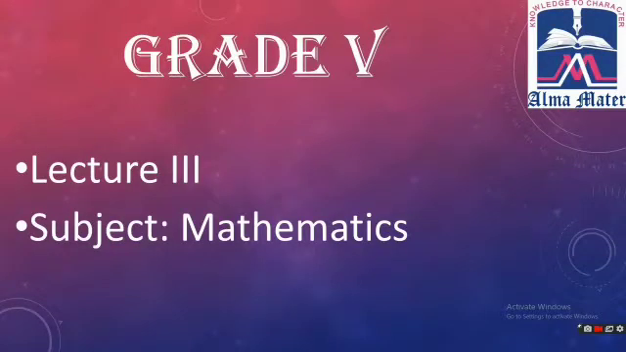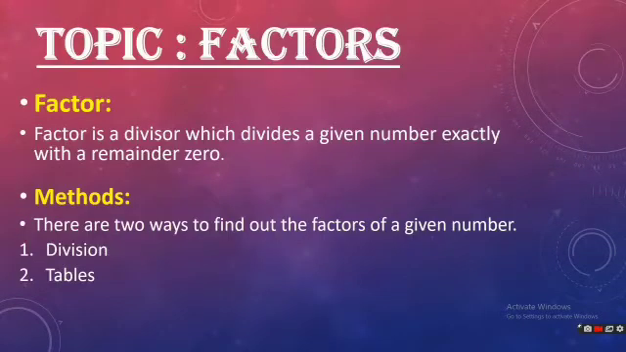It's math lecture for grade 5 and today our topic is factors. Now what is a factor? A factor is a divisor which divides a given number exactly with a remainder 0. Now, the method of how to find the factors. There are two ways to find the factors of a given number. Number one is the division method and the second one is the tables method.